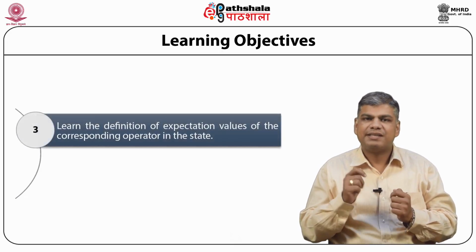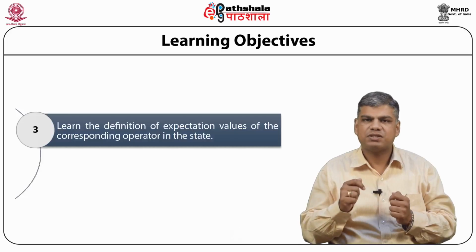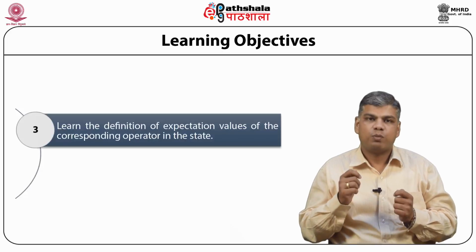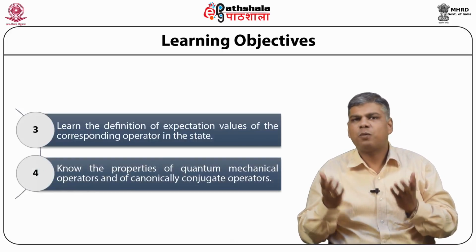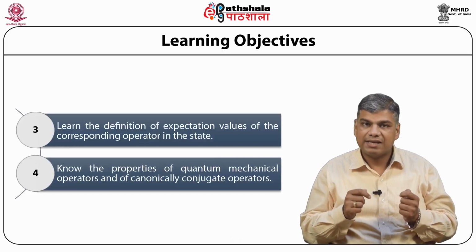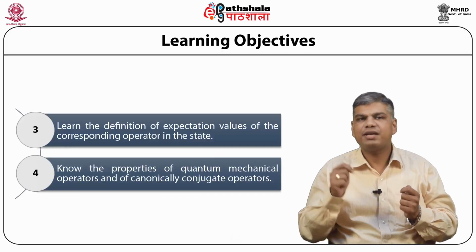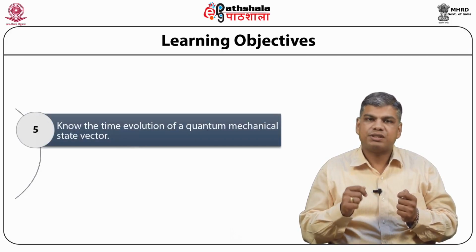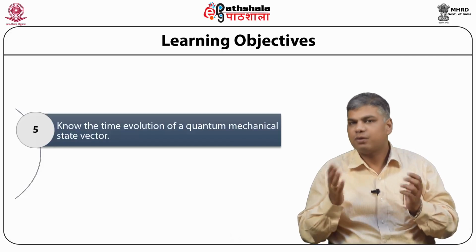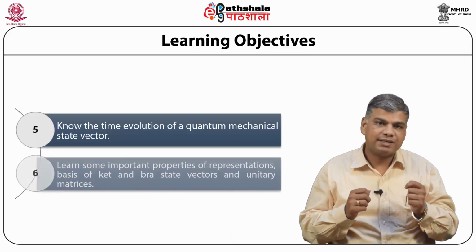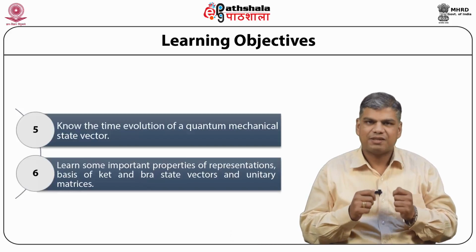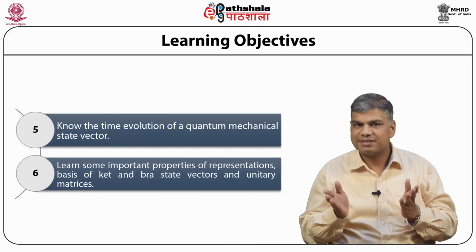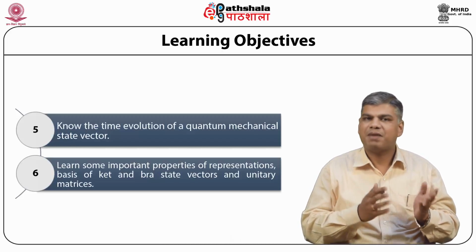We will learn the definition of expectation values of the corresponding operator in the state. We will know the properties of quantum mechanical operators and of canonically conjugate operators. We will know the time evolution of a quantum mechanical state vector. We will learn some important properties of representations, basis of Ket and Bra state vectors, and unitary matrices.